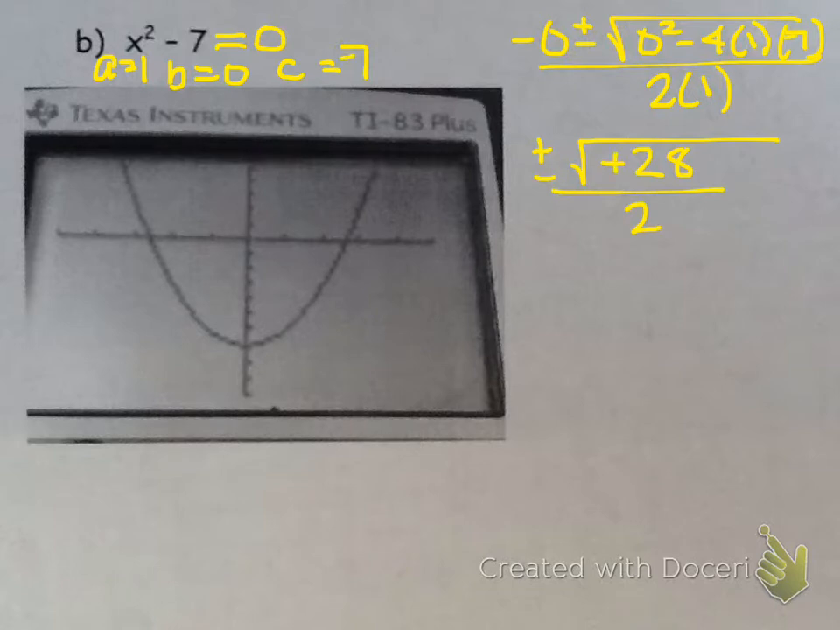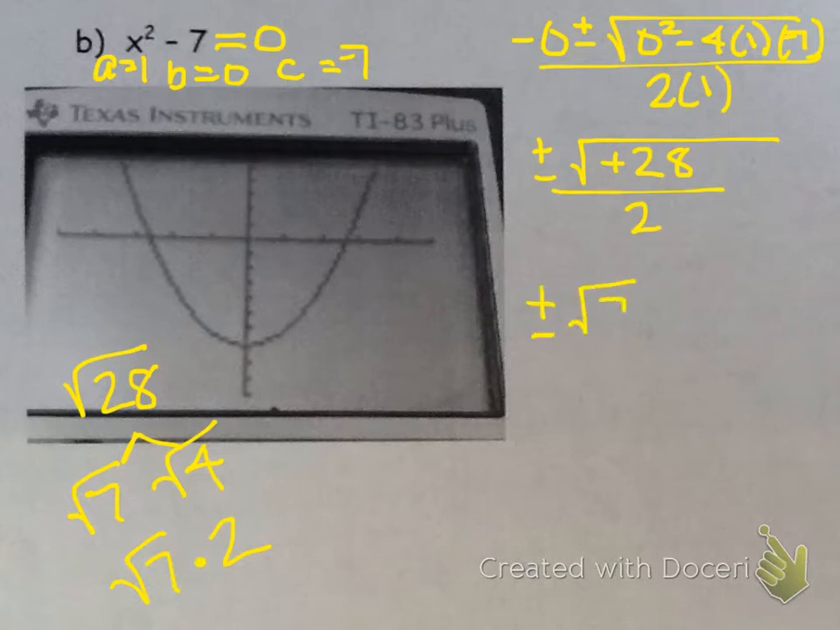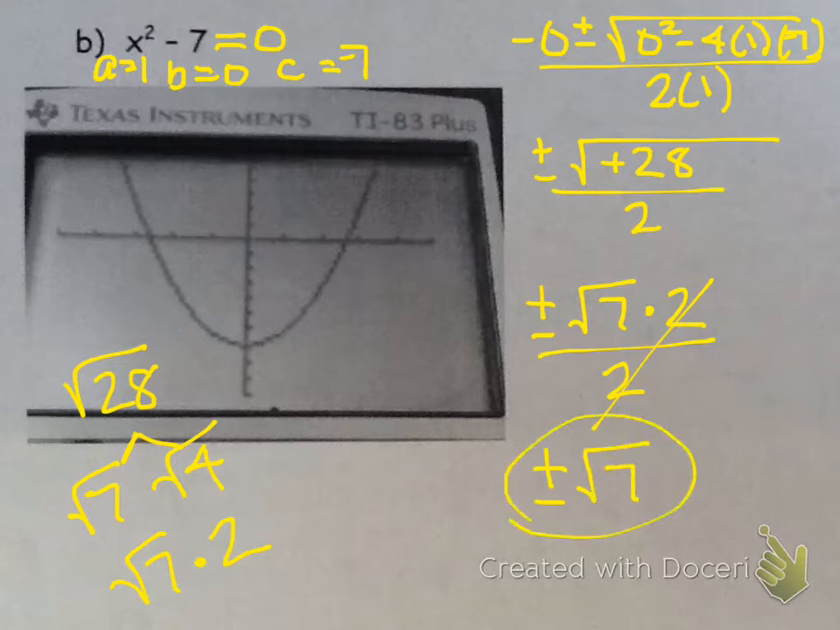So the square root of 28 can be broken down. I'm just going to do a little sidebar over here. Square root of 28, 7 times 4. So 7 times 4. Square root of 4 is 2. So it's the square root of 7 times 2. So plus or minus the square root of 7 times 2 divided by 2. And then the 2 divided by 2 cancels. So we get plus or minus the square root of 7. So those are our roots, which means this root here is the square root of 7, 0, and this root here is the negative square root of 7, 0.